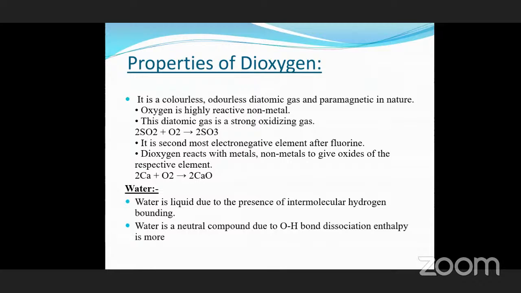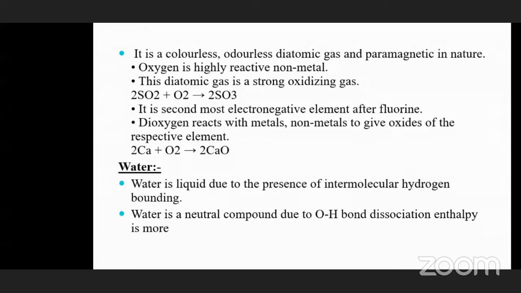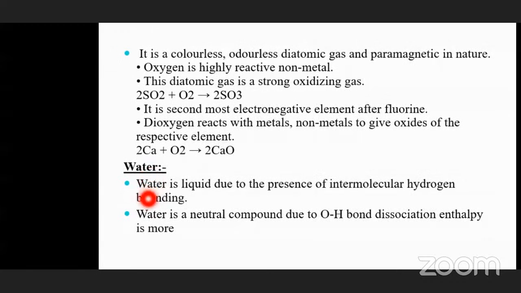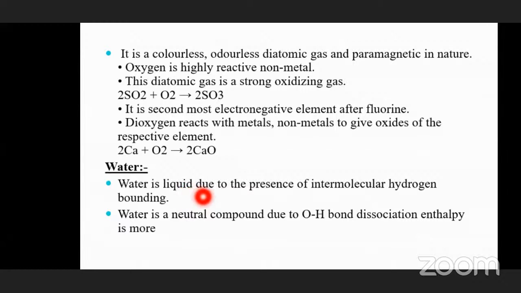Then another derivative of oxygen is water. We discuss water. Here water is a liquid. Why is water actually a liquid? Generally, oxygen is a gas, but water is a liquid. What's the reason? The reason is that water is a liquid due to the presence of intermolecular hydrogen bonding. Due to this reason, water acts as a liquid in nature.